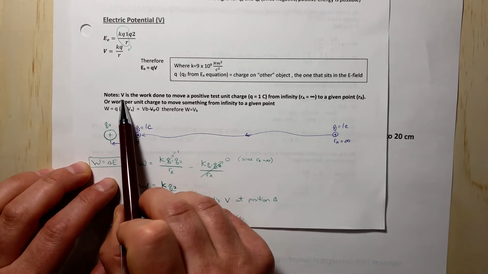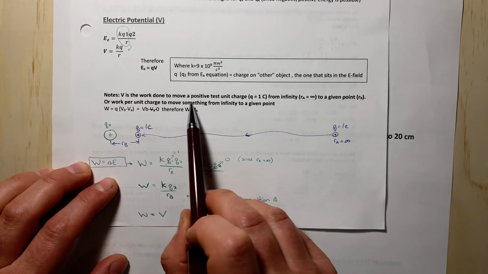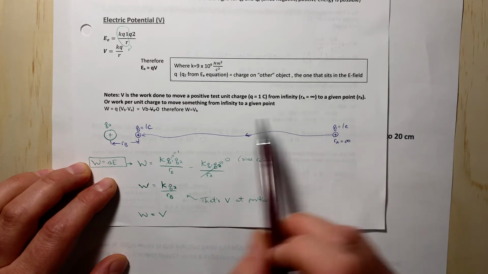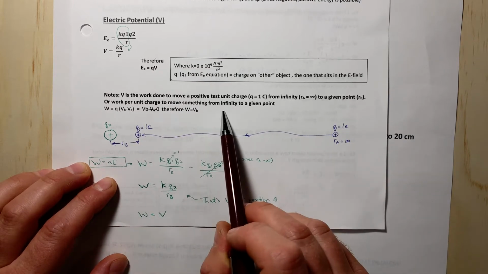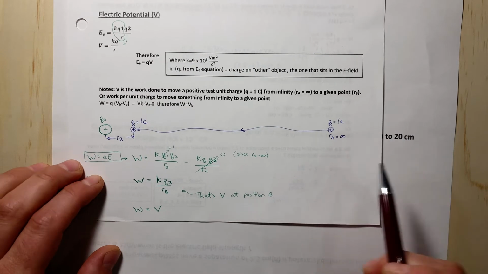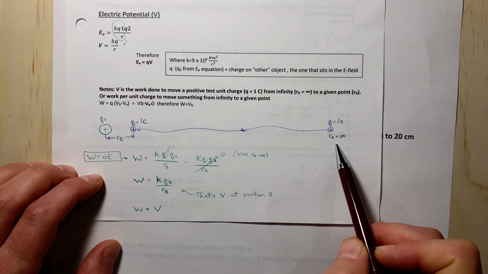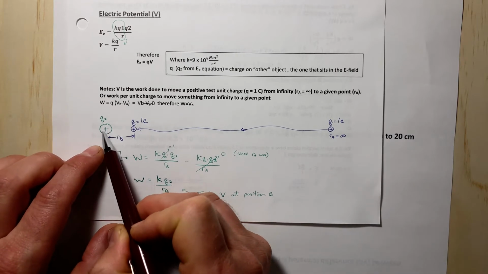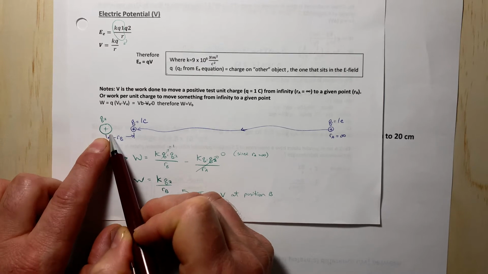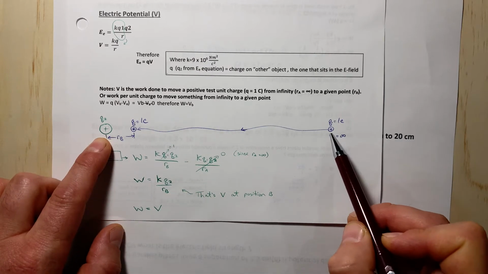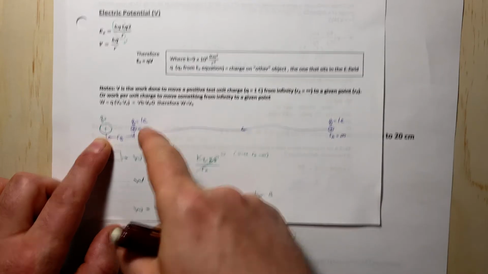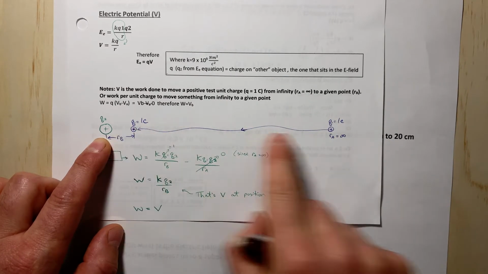Electric potential is the work done to move a positive test unit charge from infinity to a given point. Or you could say the work per unit charge to move something from infinity to a given point. I just wanted to talk that through quickly. So if I've got a big positive charge right here, the green one's not going to move. It's just sitting there. But I've got this little blue charge over here, another positive charge, and I want to push it in and bring it from this location to here.